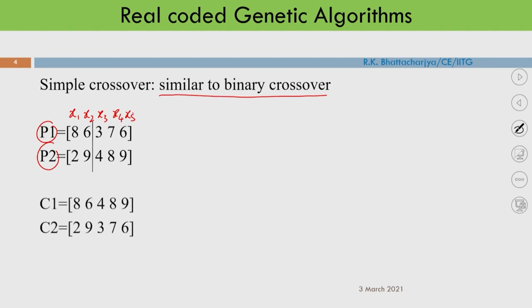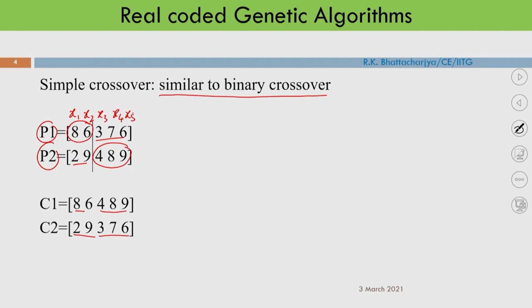So, what I can get is that now 8, 6 will come with 4, 8, 9. So, I will get 8, 6, 4, 8, 9, and then this 2, 9 will come with this. So, I will be getting 2, 9, 3, 7, 6. So, I am getting 2 children, C1 and C2.